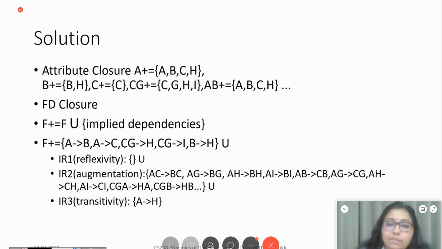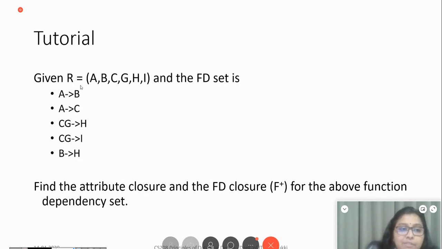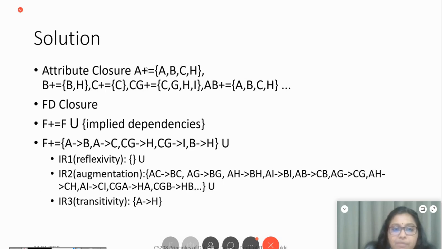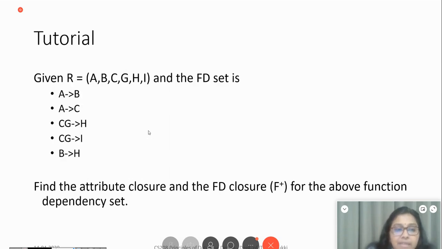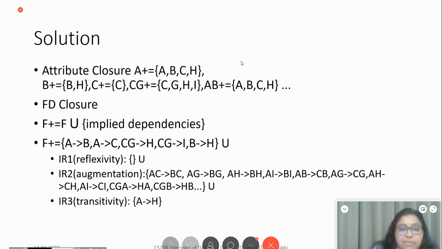Okay, so let's go to our question. You are given attributes, and you are asked to find the attribute closure set and FD closure set. For the attribute closure set, how many attributes do we have? You have to find the closure of A, C, G and B. So we do that. What is the attribute closure of A? It will have A, B, C, and because B determines H, H will be there, isn't it? That's it, I think. Yeah, A, B, C, H.